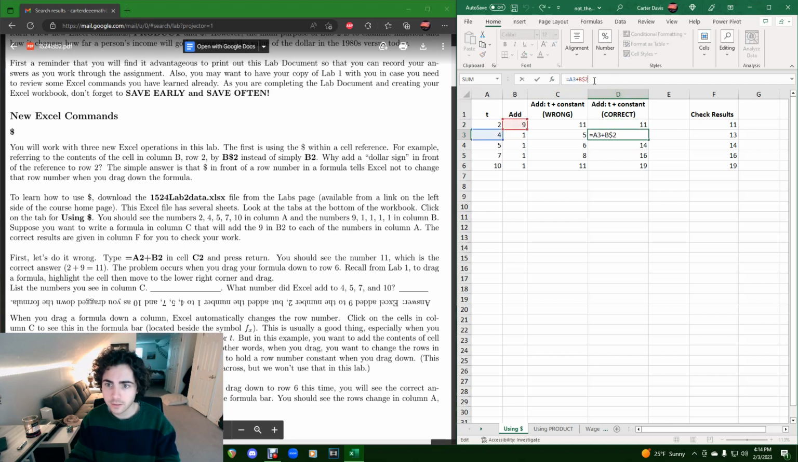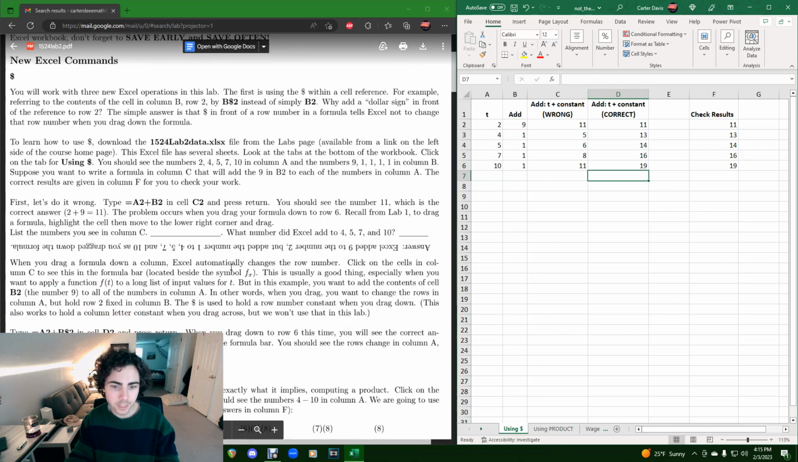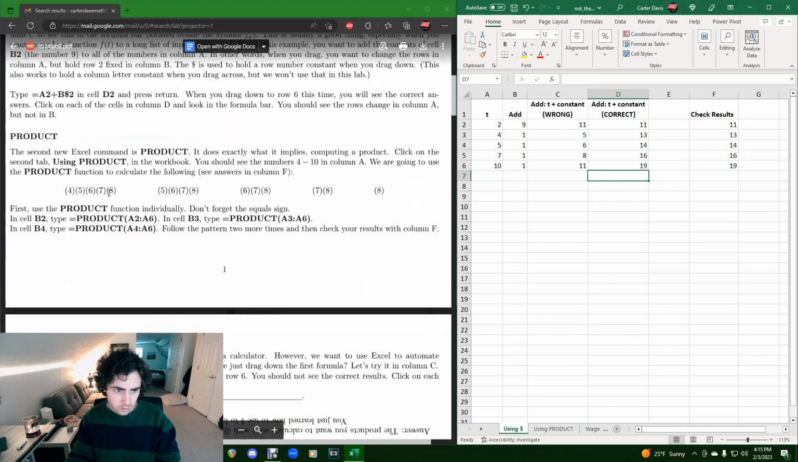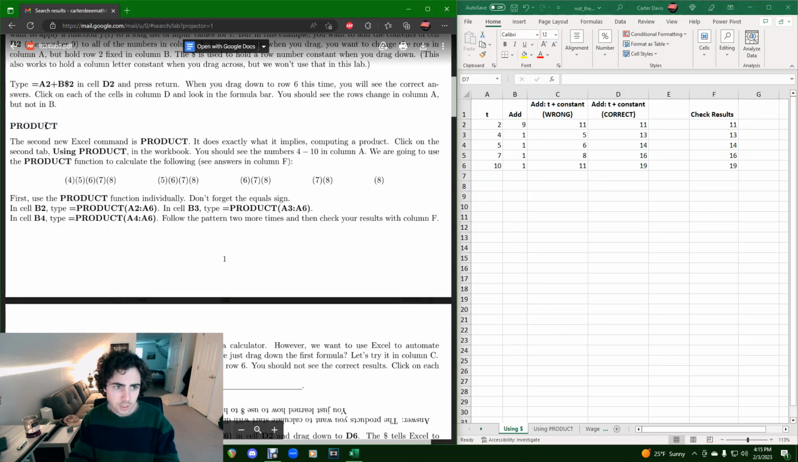And you'll notice as I click through these other cells, the first value, the T value, is changing, while B$2 remains the same. Pretty neat. All right, so that's pretty much it. The $ sign locks something in place. Now the next function is product.